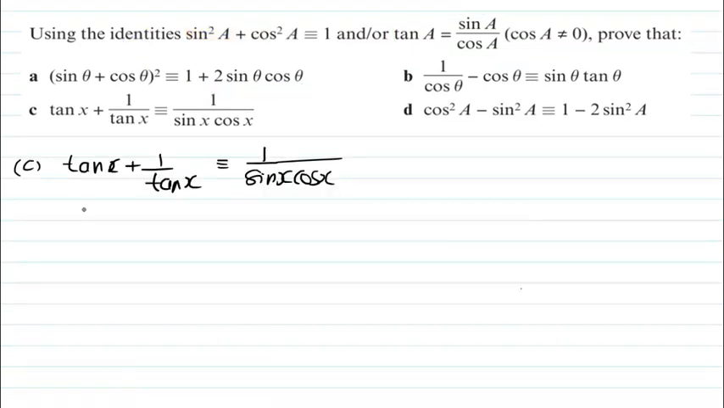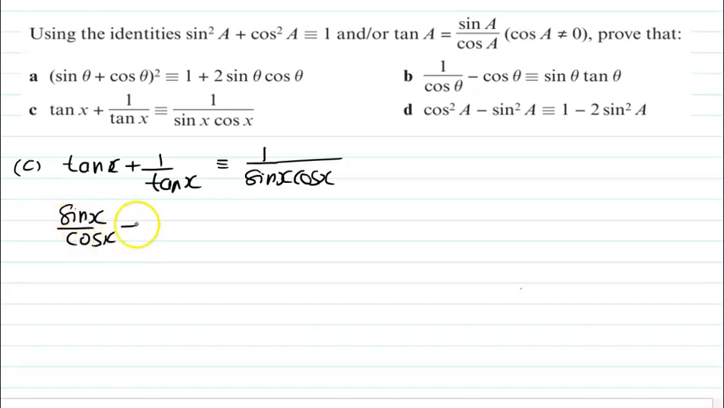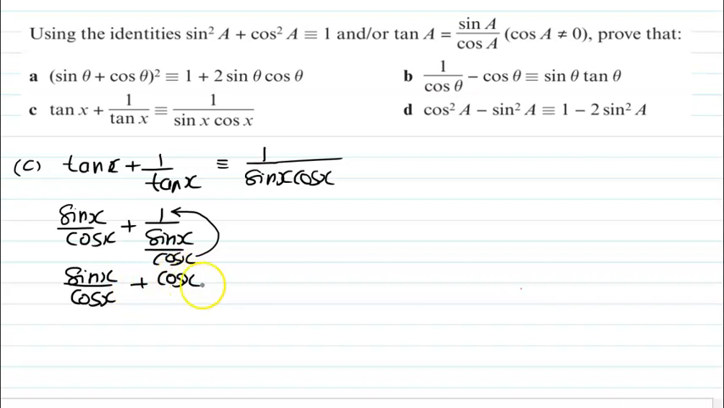So here it is tan x plus 1 over tan x equals 1 over sin x cos x. First of all, tan x you can break into sin x over cos x, and 1 over tan x you can break into cos x over sin x, right? So this cos x goes up into the numerator. So we got sin x over cos x plus cos x over sin x.